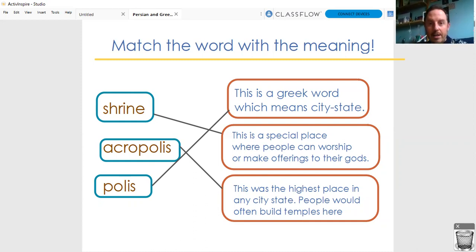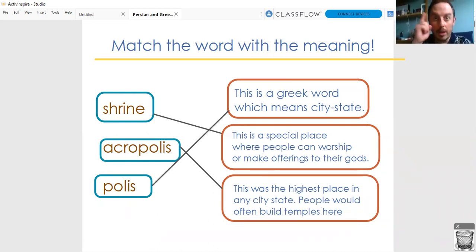A shrine is a special place where people can worship or make offerings to their gods. An acropolis is the highest place in any city-state. People would often build temples at the top of their city-state, the acropolis. And a polis is a Greek word which means city-state. Athens was a polis, Sparta was a polis, Corinth or Delphi, they were polises too.